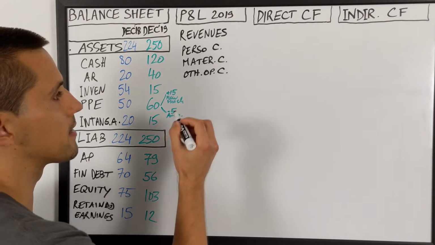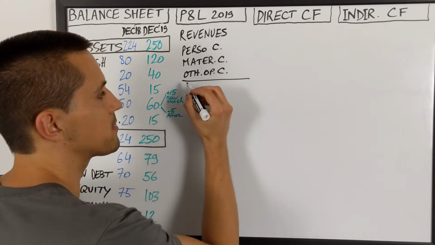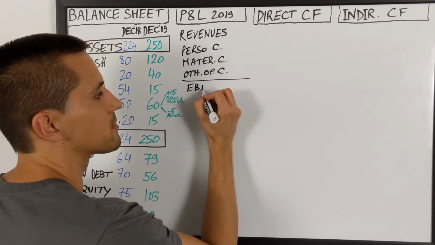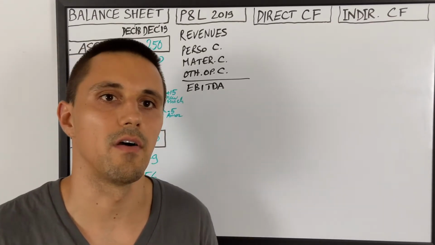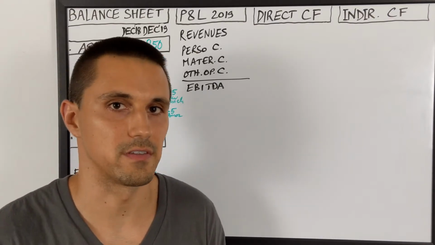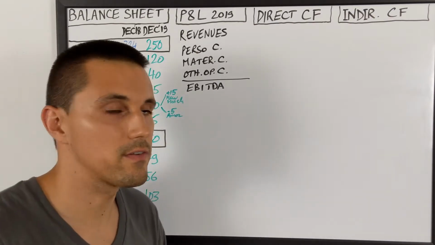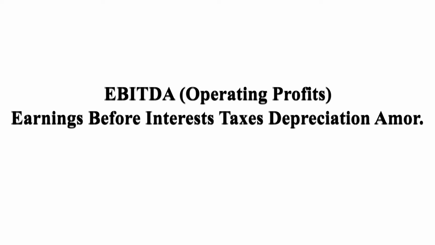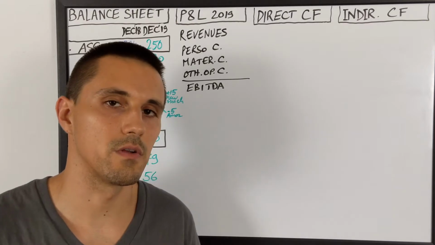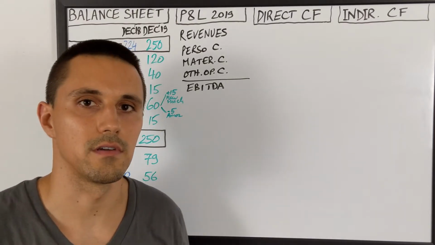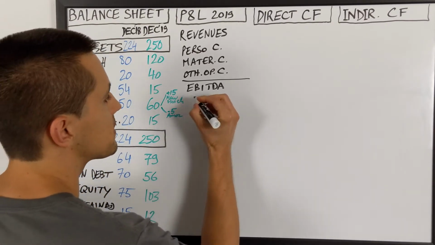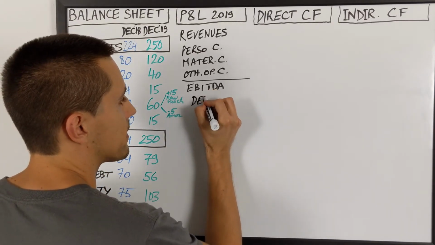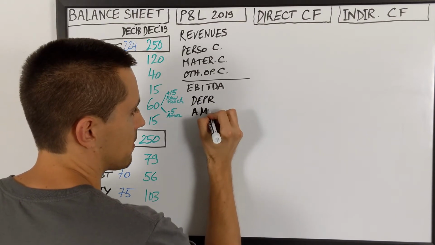And all this leads to operating profit, which is also called EBITDA. And EBITDA is kind of the fancy name of operating profits. So what does it stand for? It's earnings before interest, taxes, depreciation, and amortization. And this will make a lot of sense when we go down to the end of a profit and loss statement. So we're going to retrieve depreciation as well as amortization.